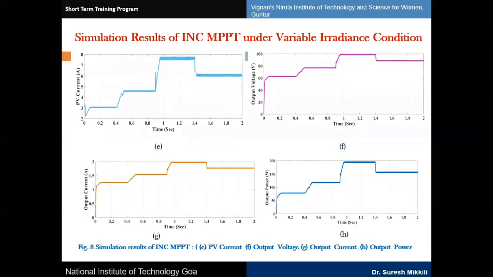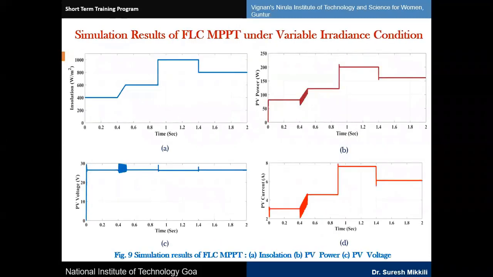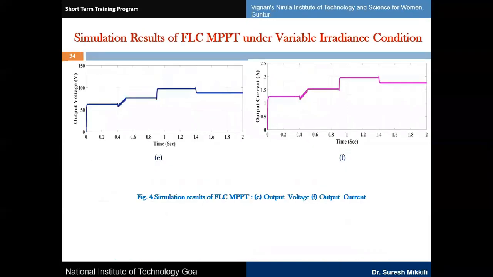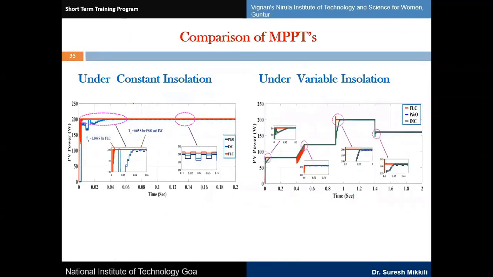Whereas if I go for the fuzzy logic controller, it is tracking exactly. This is under constant insolation and under variable insolation. If you observe here, the fuzzy logic quickly comes to a stable, steady state position, whereas P and O and incremental conductance are struggling to come to steady state.